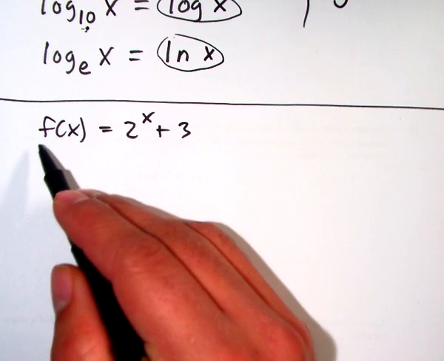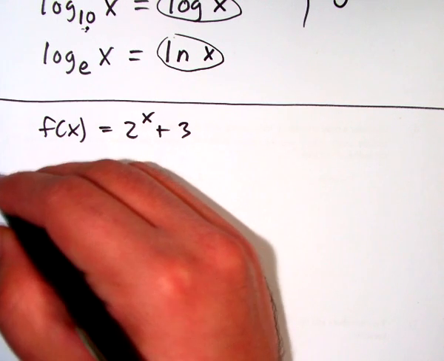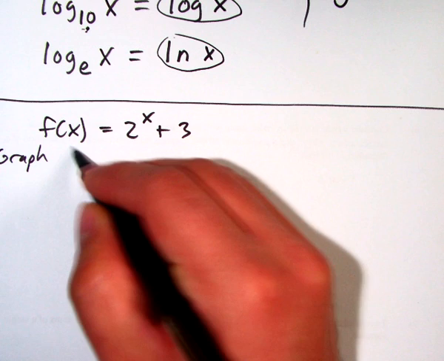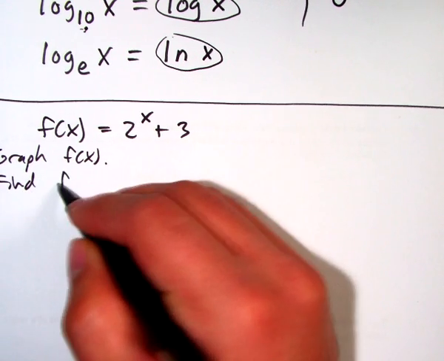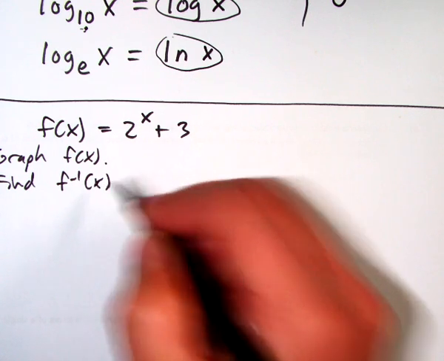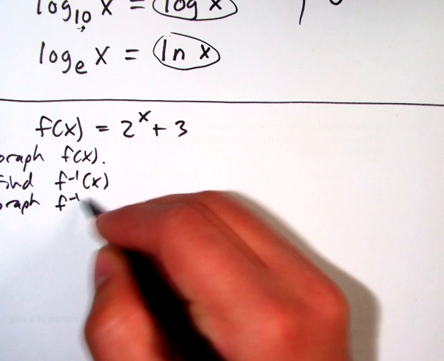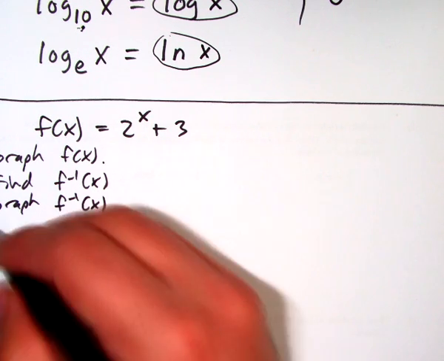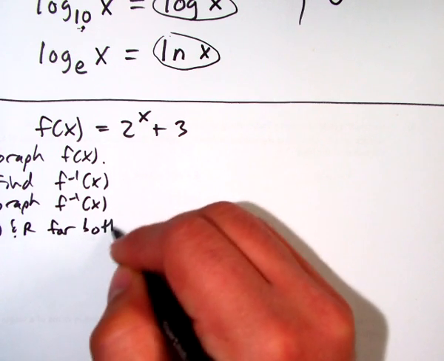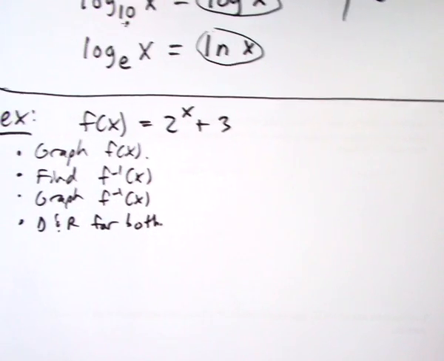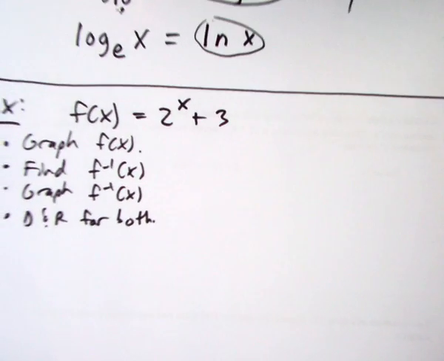If I give you a function f of x equal to 2 to the x plus 3, let's say I wanted to do several things with that. Let's say I wanted you to graph f of x. Let's say I want you to find the inverse. I want you to graph the inverse. And then let's do domain and range for both. Okay, so let's say we have that example.